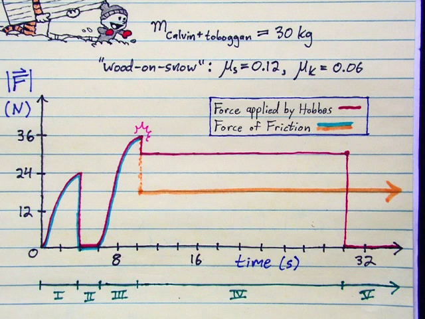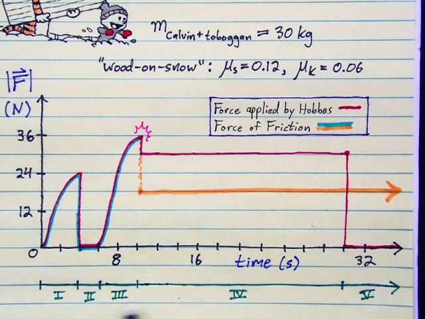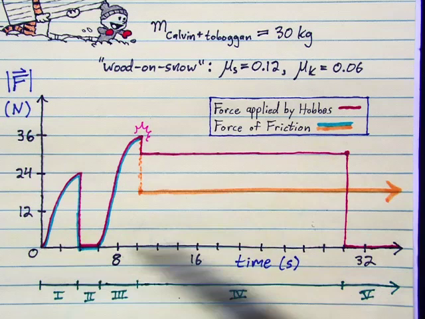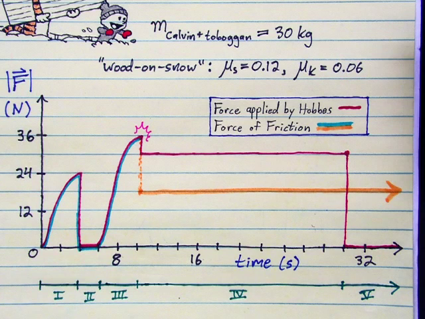So I would like you to first interpret what's going on in this scenario here. So for each of these time periods, 1, 2, 3, 4, and 5, can you look at this graph and interpret what is happening? How is Hobbes pushing? How is Calvin moving? If he's moving, when does he start? When does he stop? Can you sort of tell the tale of what's going on based on the graph? Interpret the graph for us. Pause the video now and come up with a story for each of these 5 stages.